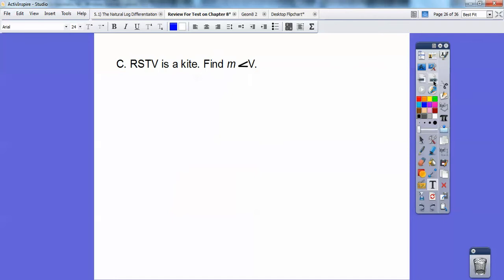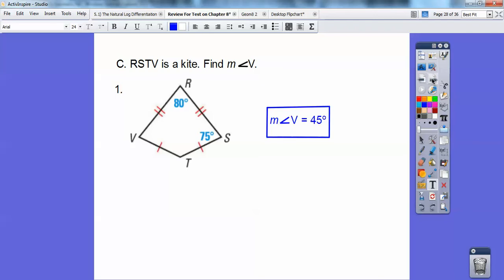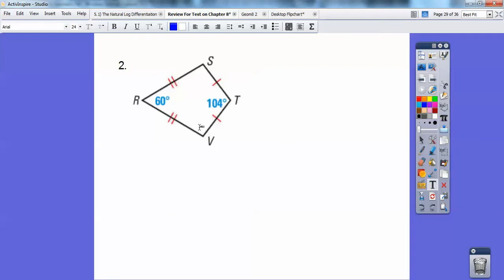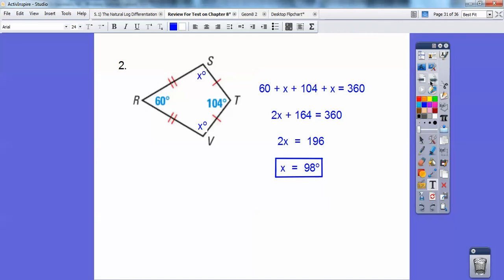Okay, let's see. So we've got a kite here. Find the measure of angle n. Kites: these two angles are always equal, and these two angles are always equal. So V equals 75. On this one, these two angles are equal, so I'm going to call them x. Those two angles are equal, add them up to be 180, and you get 98.